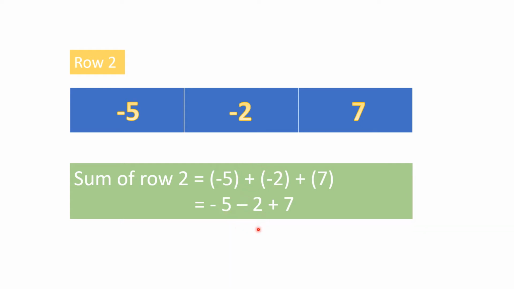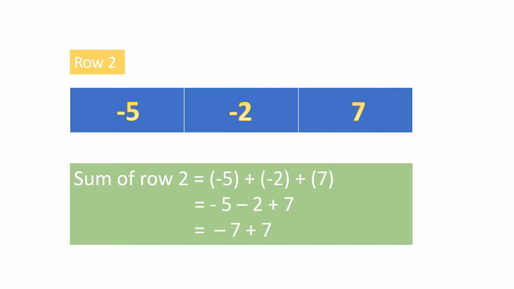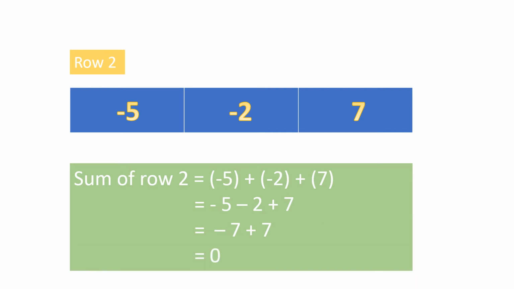Now we have to take the first 2 numbers. Minus minus becomes plus, so we get 5 plus 2, 7, and minus, because the greater number's sign is minus. So -7, and the +7 repeats itself. Now we have 2 numbers. We can solve them using the rule minus plus minus. So 7 minus 7 will give us 0. So we have found the sum of row 2.